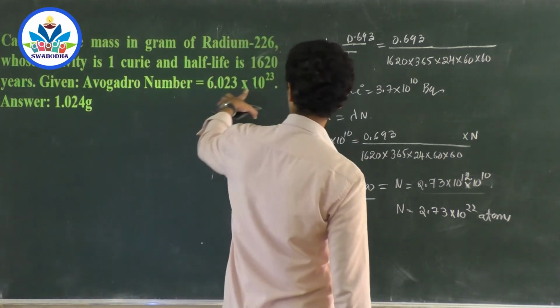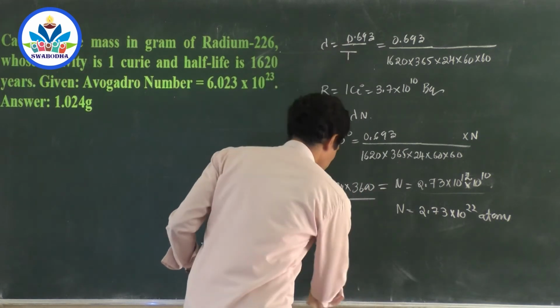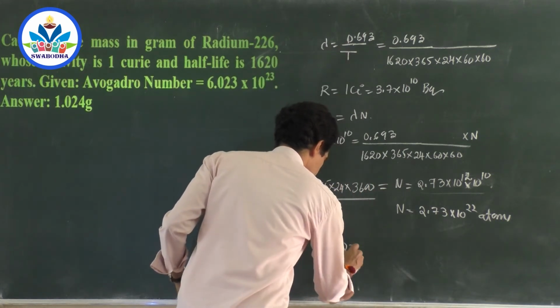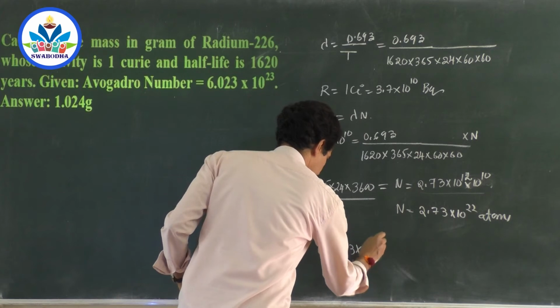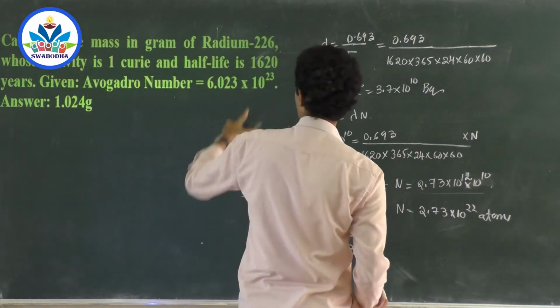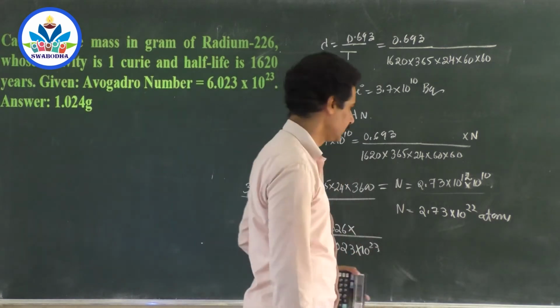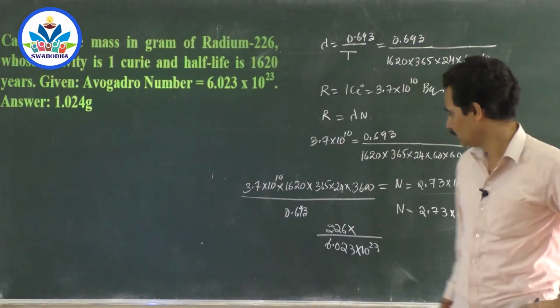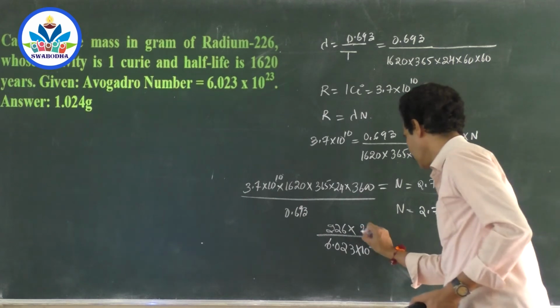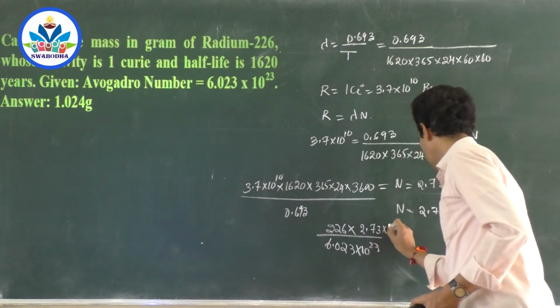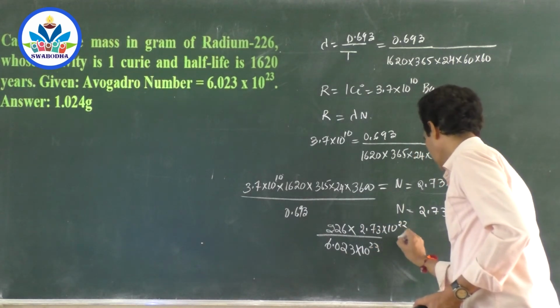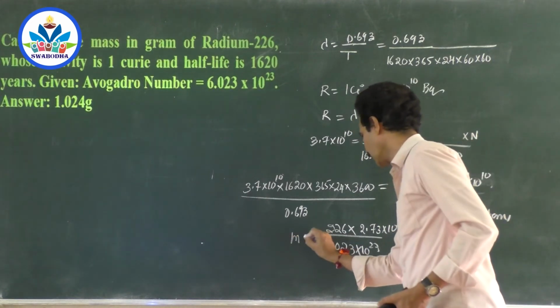That is what you have to do. Now 6.023 into 10 to the power 23 atoms weigh how much? Radium-226 gram. We will put it in gram only. What about 2.73 into 10 to the power 22 atoms? How much will they weigh? So you have to calculate the mass.